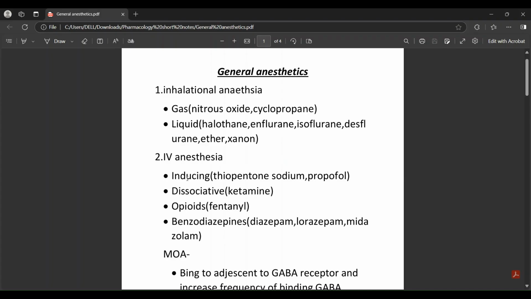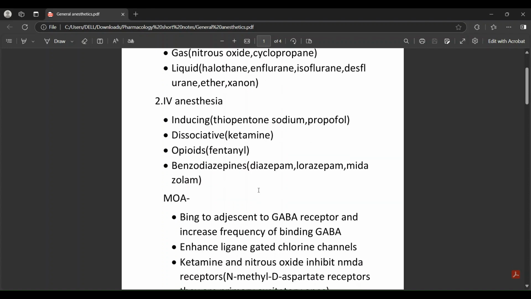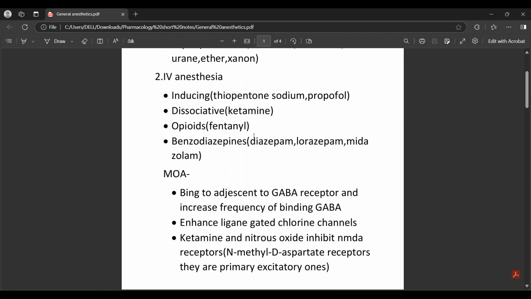And for IV anesthesia, for inducing we use thiopentone sodium and propofol. For dissociative we use ketamine. For opioids, we use fentanyl, and for benzodiazepines we use DLM. It is diazepam, lorazepam, midazolam.